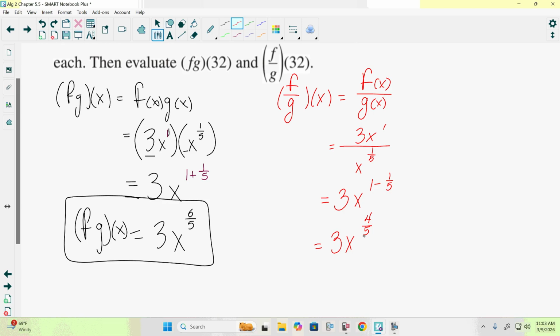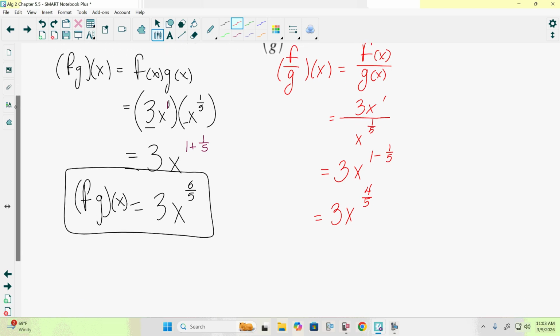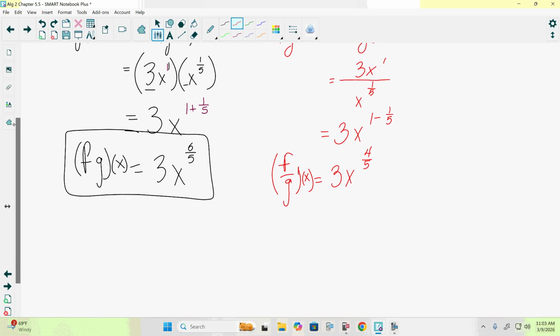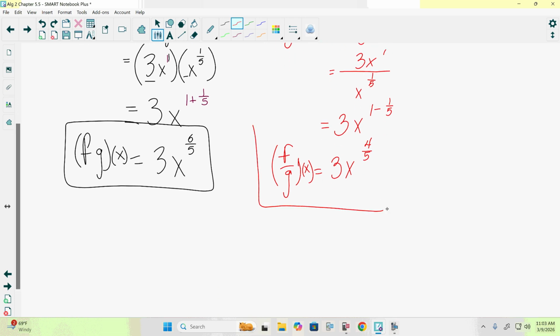Now, according to our properties of exponents, we would always move it to the top, and then if it's negative, we move it back to the bottom. But here, it was bigger on top, so it's going to stay on top. And our x to the first divided by x to the 1/5 would be x to the 1 minus 1/5. 1 minus 1/5 is 4/5, telling us that we have 3x to the 4/5.